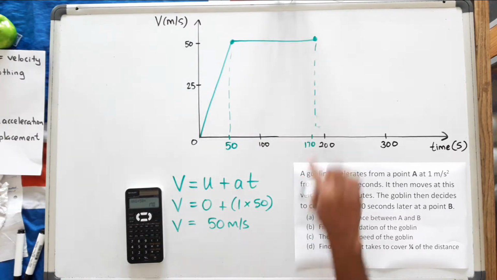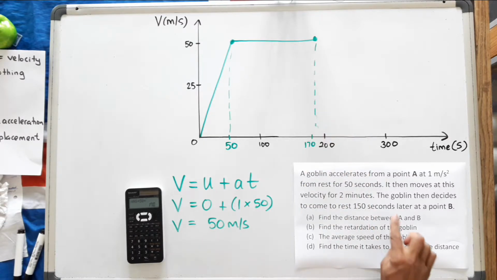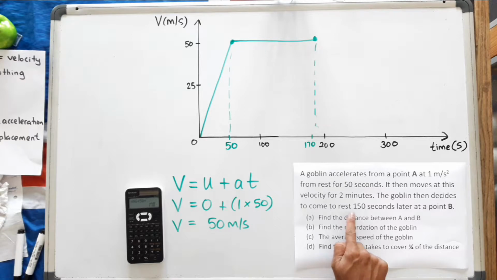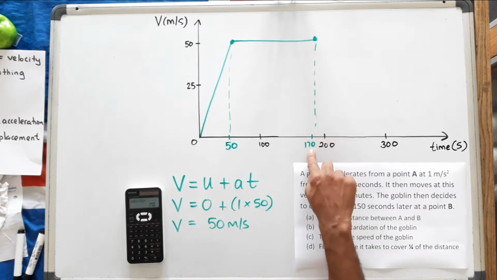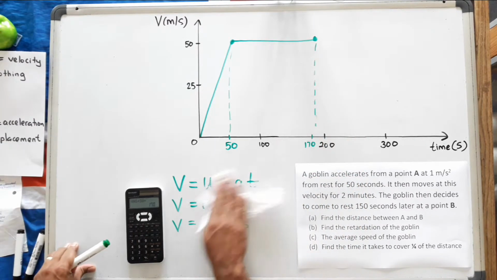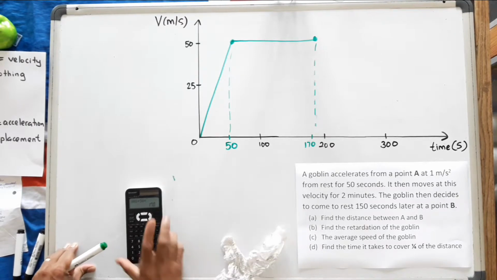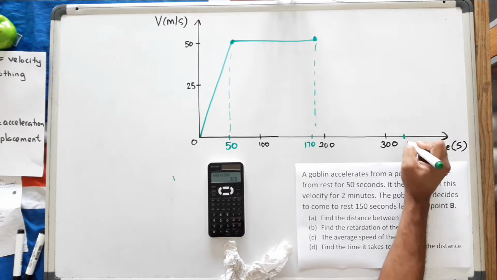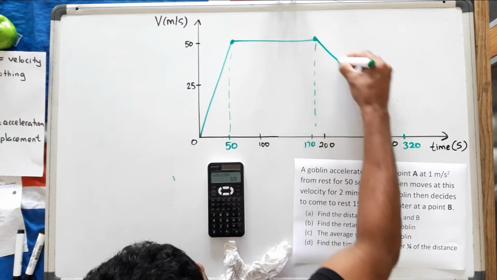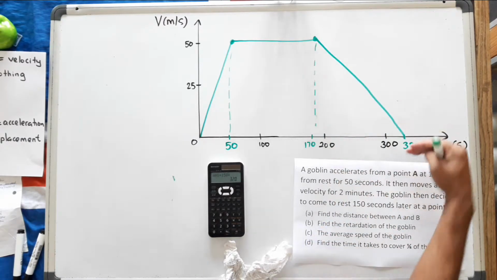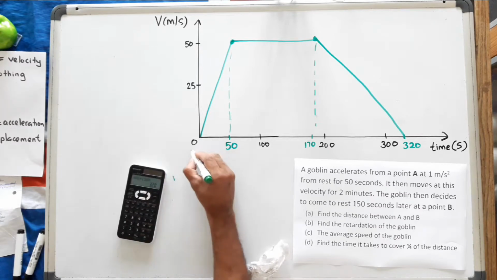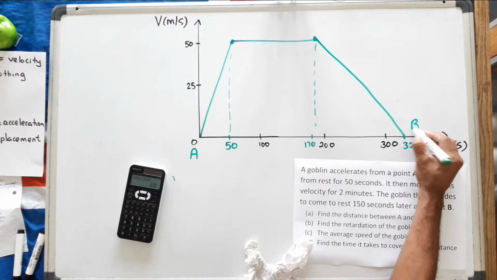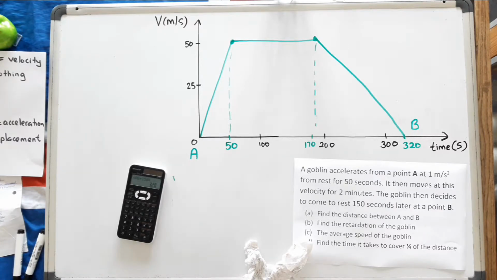All right. Let's read the last part of the question. The goblin then decides to come to rest 150 seconds later at a point B. All right, so he's at 170 seconds. 150 seconds after 170 would be 320 seconds. So at 320 seconds, he comes to rest. So his velocity decreases to 0. The beginning point is A and the end point is B according to the question. This is my velocity time graph for this particular situation.